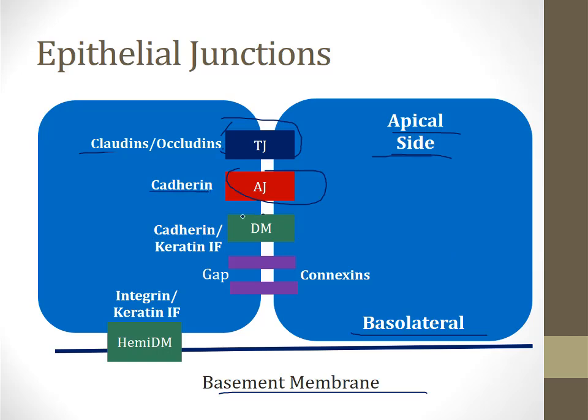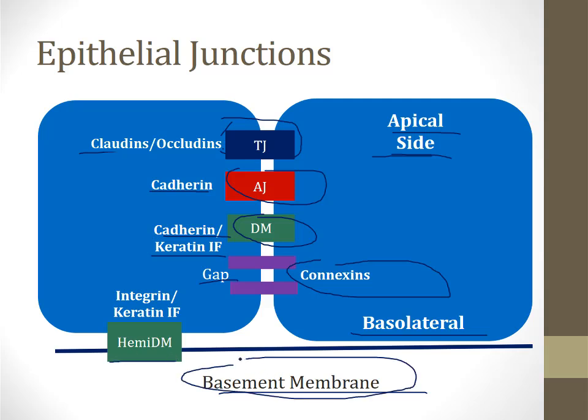Then in some cells you can find desmosomes. Desmosomes are made up of cadherins and keratin intermediate filaments. And finally, some cells have gap junctions, which are made up of connexins. And then the hemidesmosomes are what connect epithelial cells to the basement membrane. They are also made up of keratin intermediate filaments and proteins called integrins.